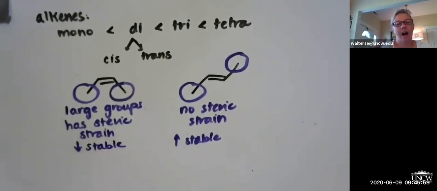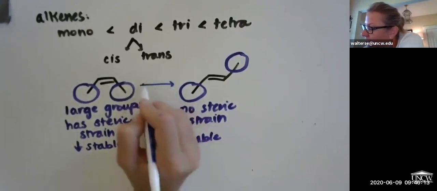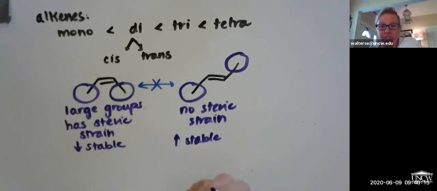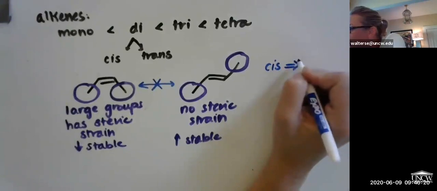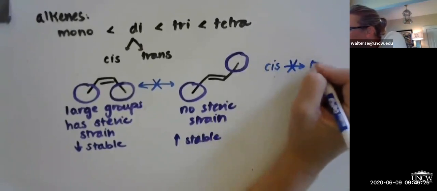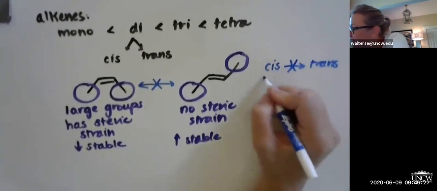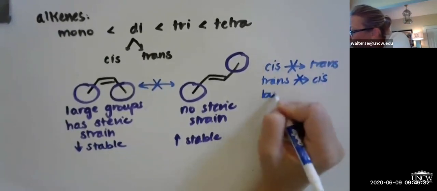Okay. But unlike when we were looking at the Newman projections, and you could turn and go to various conformations within a linear alkane like butane, you cannot interconvert these by rotation. Okay, so cis cannot become trans, and trans can't become cis by rotation.